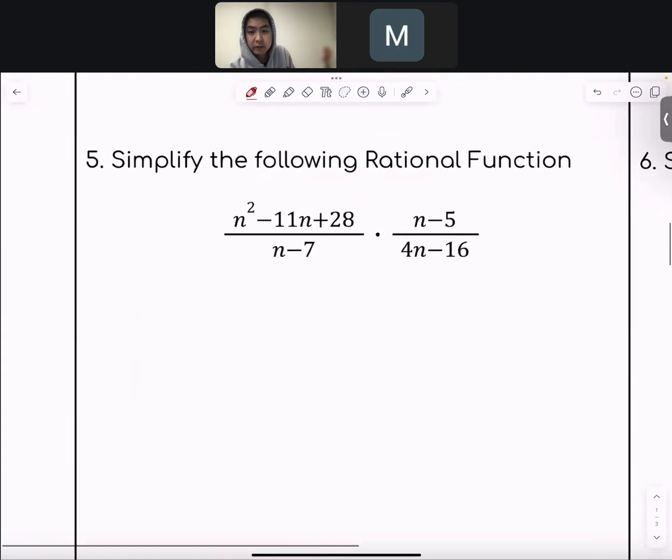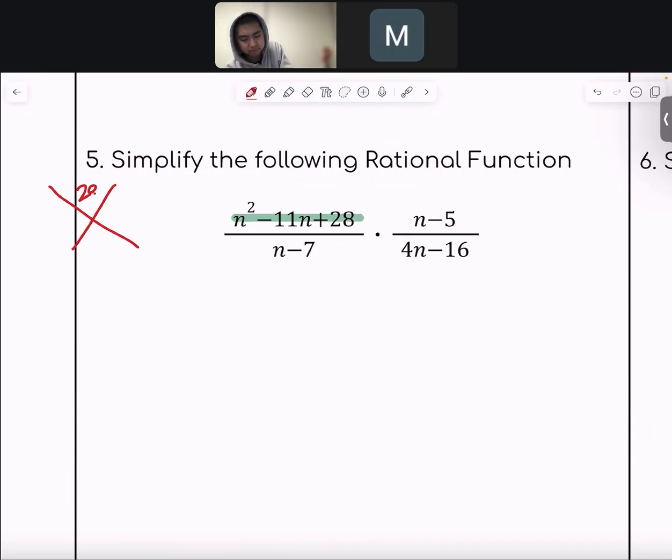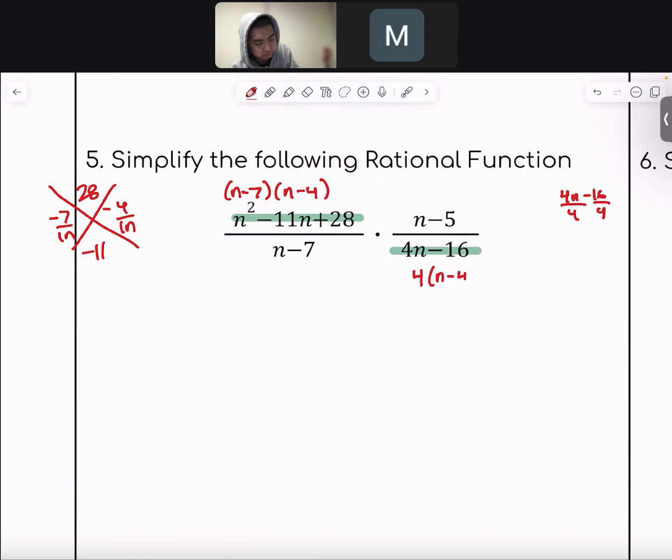Okay, over here, same deal. We need to cancel what we can. So this one is your X method factoring. Negative 7, negative 4. 1n, 1n. So n minus 7, n minus 4. This one, GCF factoring. So 4n minus 16. I can divide both of these by 4. 4 times n minus 4.